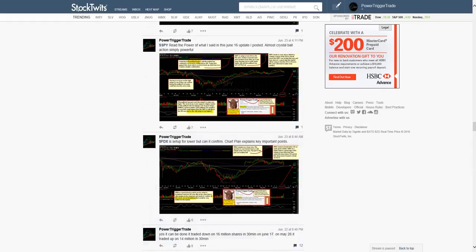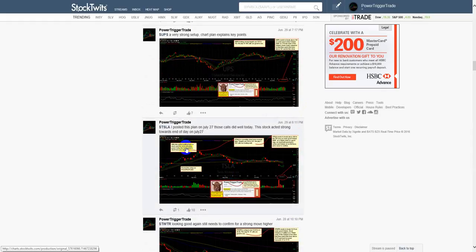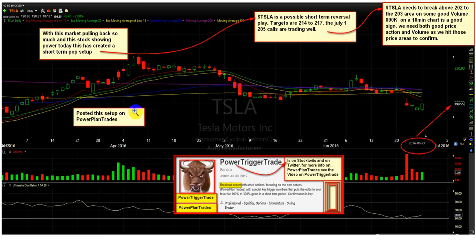So give me a sec here. Inside of Power Plan Trades, I posted this Tesla trade, and let's click on it to see it. But this was posted, as you can see, this setup in Power Plan Trades. So it could have been vice versa. So I don't post a lot of plans, but I do post them. I do post more on Power Plan Trades, but I also post stuff on Power Trigger Trade. So as a follower, serious follower, it makes sense to become a follower on Power Plan Trades so you don't miss anything, right? So this one here was posted on the 27th, and these are the instructions.